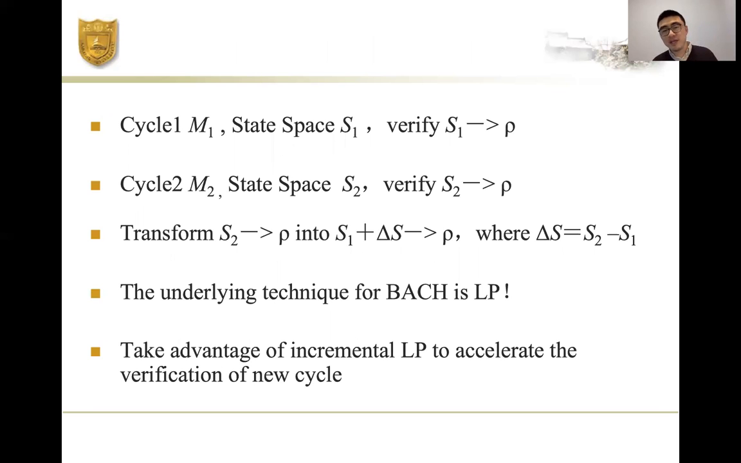So suppose for cycle 1, the model is M1 and the state space is S1. You want to verify whether S1 is safe or not. And for cycle 2, the model is M2 and the state space is S2. You want to check it again. So now we transform the problem of whether S2 is safe into whether S1 plus delta S is safe or not. And here, delta S is the difference between S2 and S1.